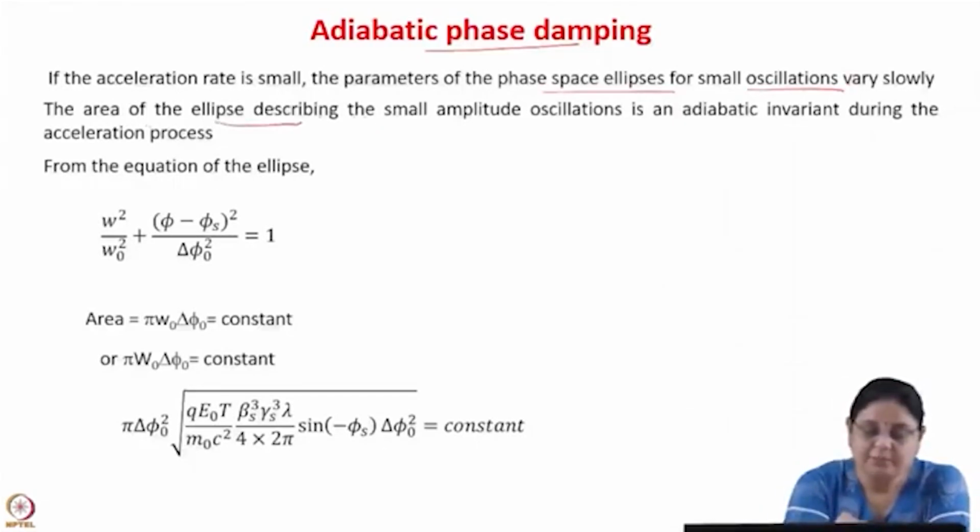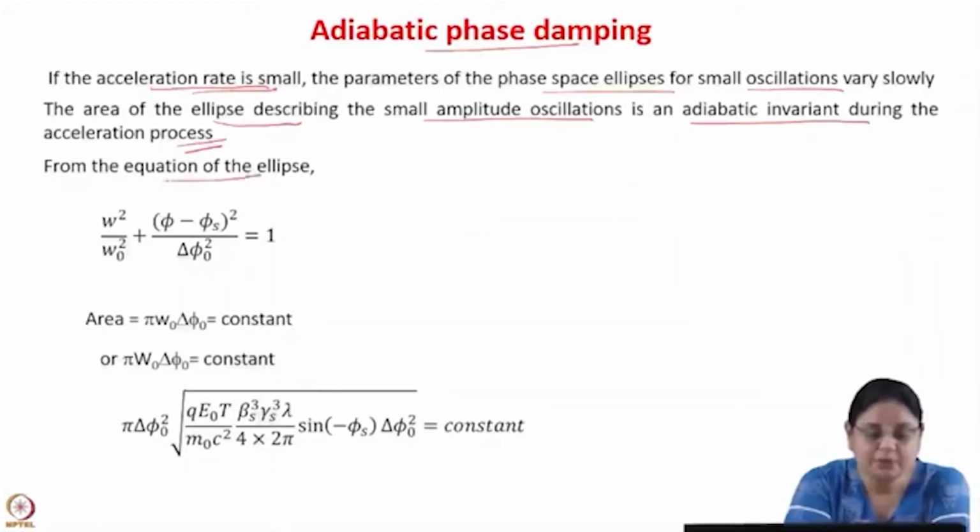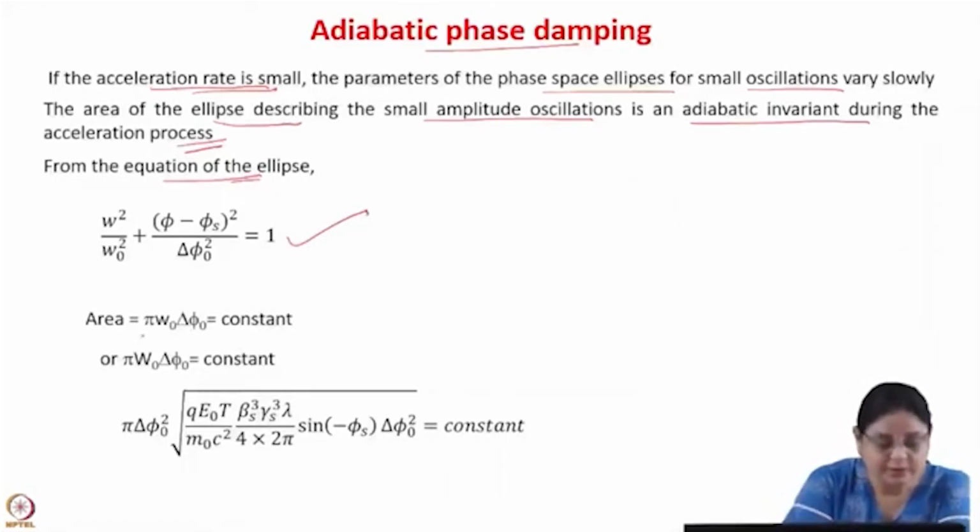The area of the ellipse describing the small amplitude oscillations is then an adiabatic invariant during the acceleration process. Okay, so this is only for when the acceleration rate is small. From the equation of the ellipse, we can write this, and since the area of the ellipse is constant, we can write pi W0 squared delta phi 0 is equal to a constant, or pi W0 delta phi 0 is equal to a constant.